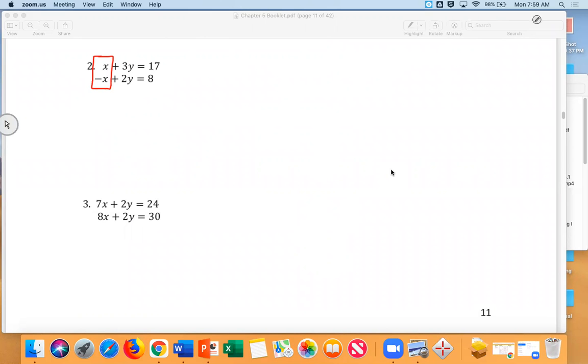Now, Nate, am I going to do addition or am I going to subtract? Yeah, I'm going to add because opposites add. Now, x plus negative x, they are eliminated. They cancel. 3y plus 2y is 5y. 17 plus 8 is 25. So I have 5y equals 25. And I think we can see real quick y equals 5.